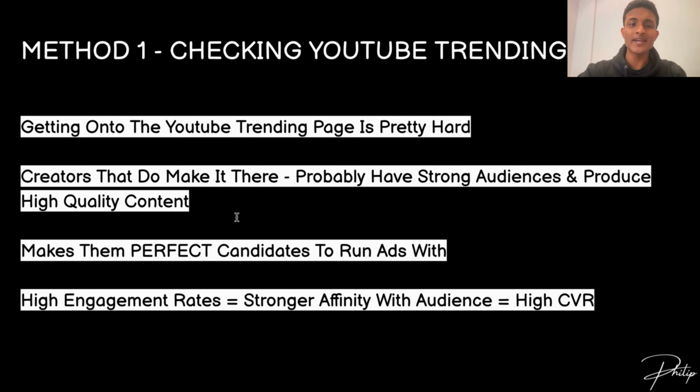Again, the creators that make it to the trending page probably produce high quality content, which means if you do run ads with them, they'll probably do a great job at actually putting your ads together. And also they have higher than average engagement rates on Instagram, which basically means higher conversion rates when it comes to actually pitching your product, just because their audience is so strong and they have a really good affinity with their audience. So that's number 1, checking out the YouTube trending page.